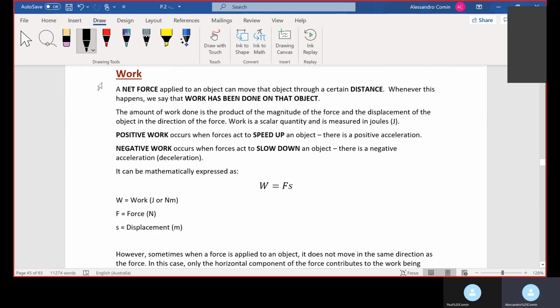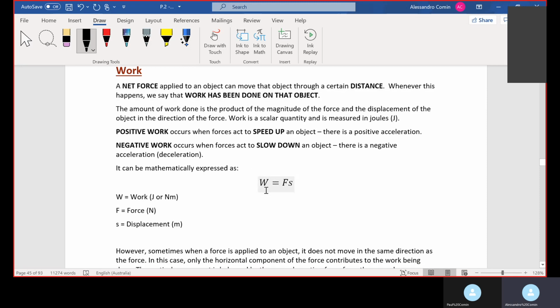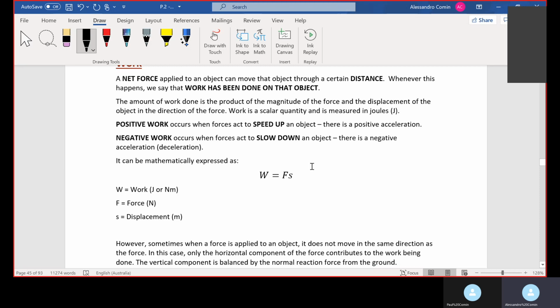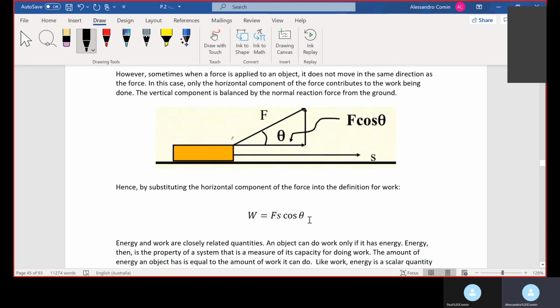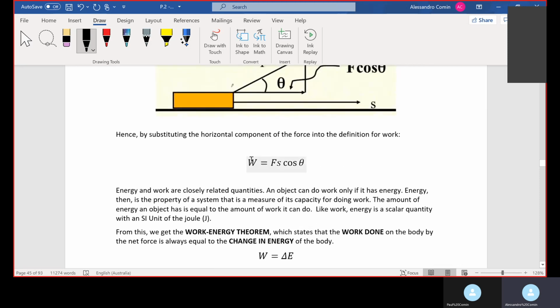All right, what is work? Well, when a net force applied to an object has moved that object a certain distance, we say that work has been done on that object. Work is denoted through the formula W = Fs, or if we're looking in 2 dimensions, W = Fs cos theta. Very straightforward. The units for work are joules. And that's very interesting because we have work in joules and we have energy in joules.